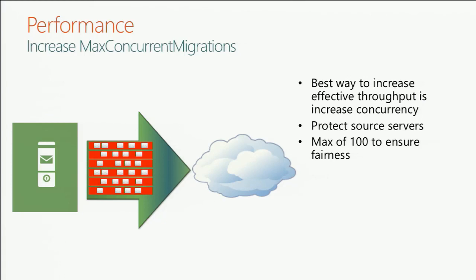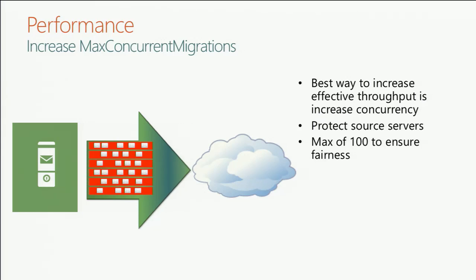And this concurrency is controlled in the migration endpoint. Bill briefly showed you the authoring of a migration endpoint, where he kept the default concurrency at 20. If you increase it from 20 to 100, then you will get more mailboxes migrated simultaneously.